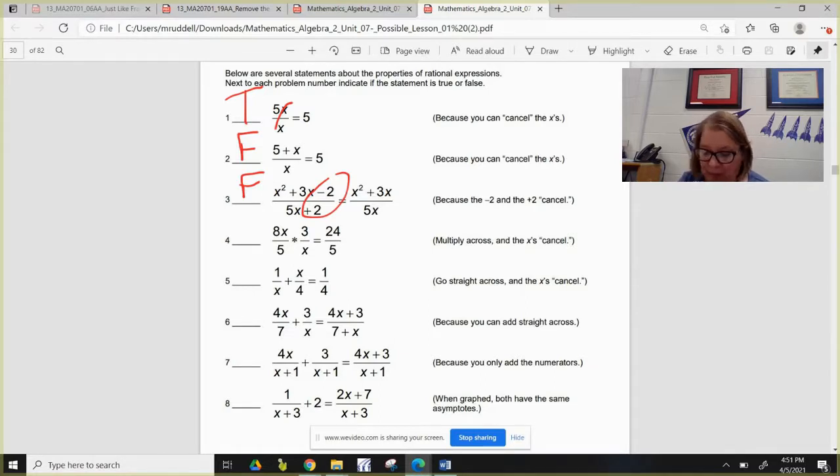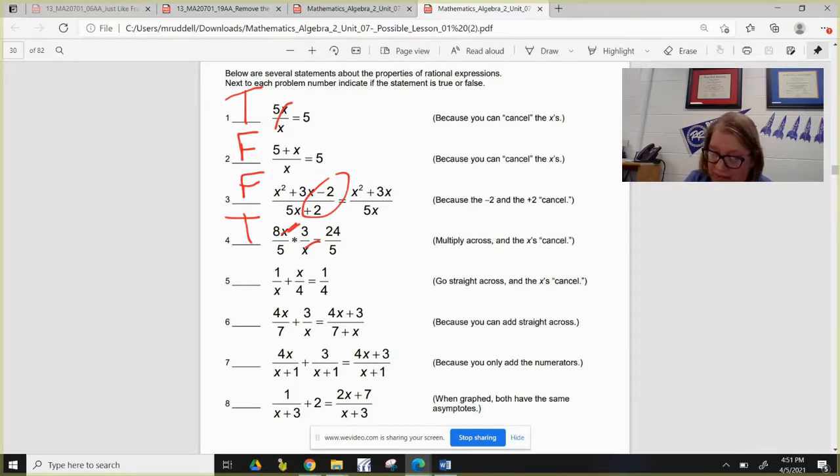Okay. Number 4, multiply across and the x's cancel. 8x times 3 is 24. Yeah, these x's can cancel. 8 times 3 is 24. 5 times 1 is 5. What do you notice? If that were 8 plus x, we would not be able to cancel out those x's. But since it's 8 times x, we can cancel them.